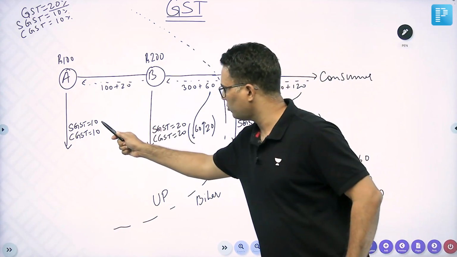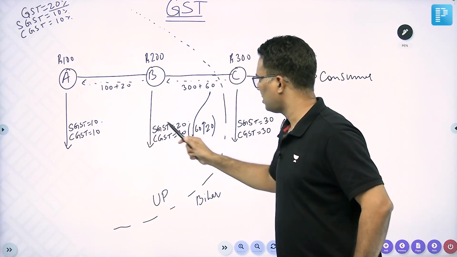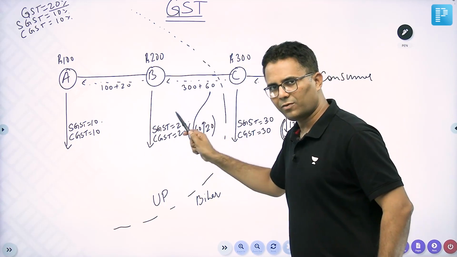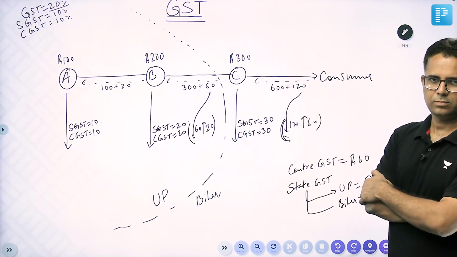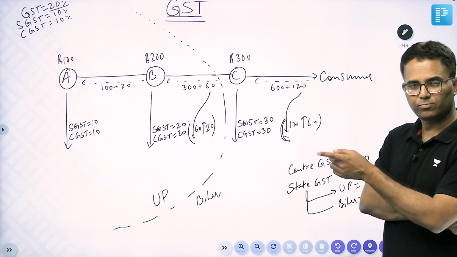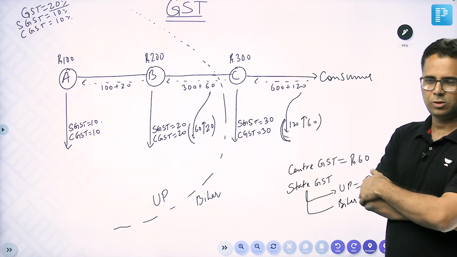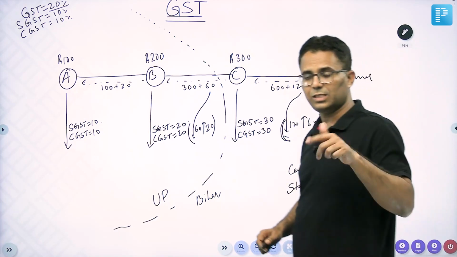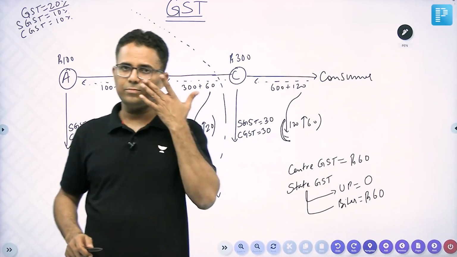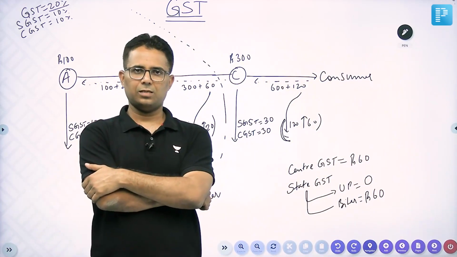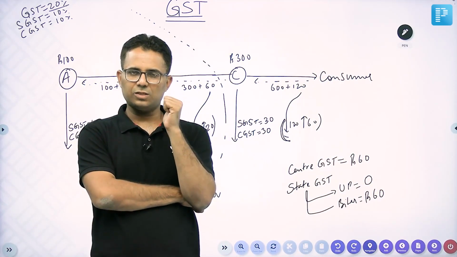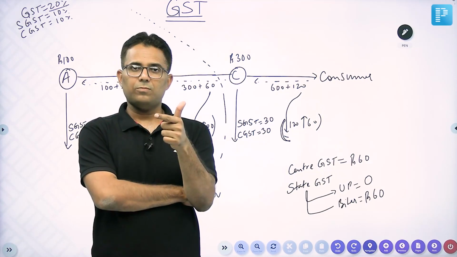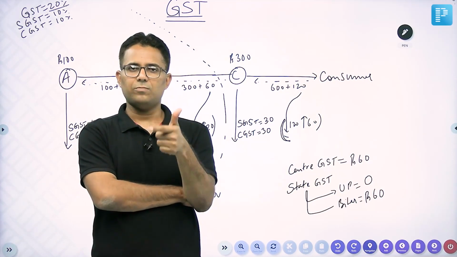Whatever SGST UP collects, 10 and 20, it will have to pass it on to Bihar. It is bound to pass it to Bihar. So Bihar will ultimately get the entire tax, entire SGST. That's why this GST is called a consumption based tax, a destination based tax.